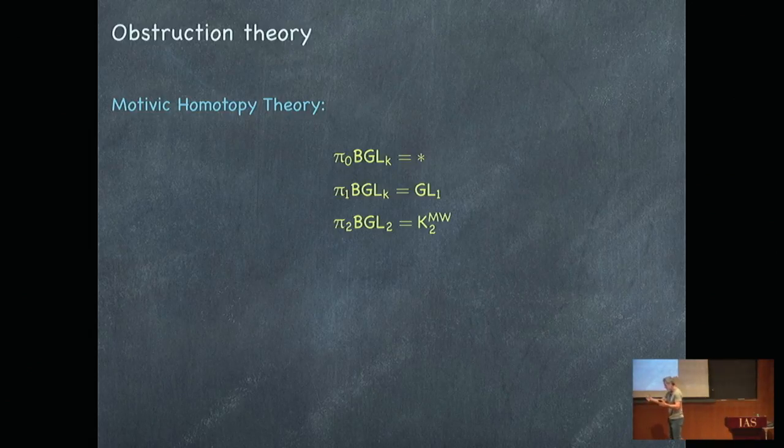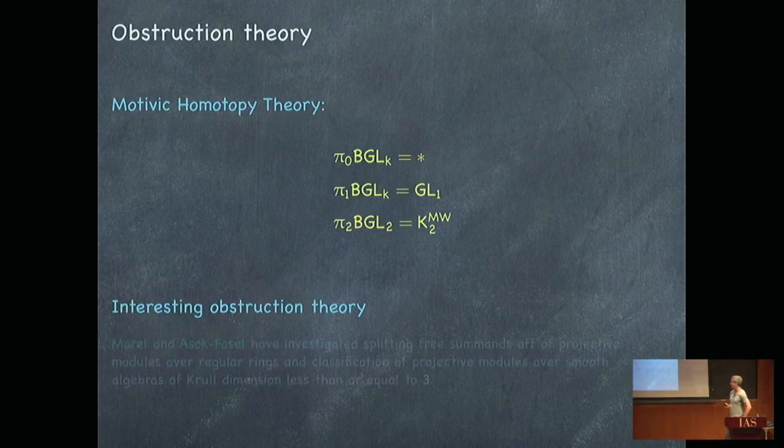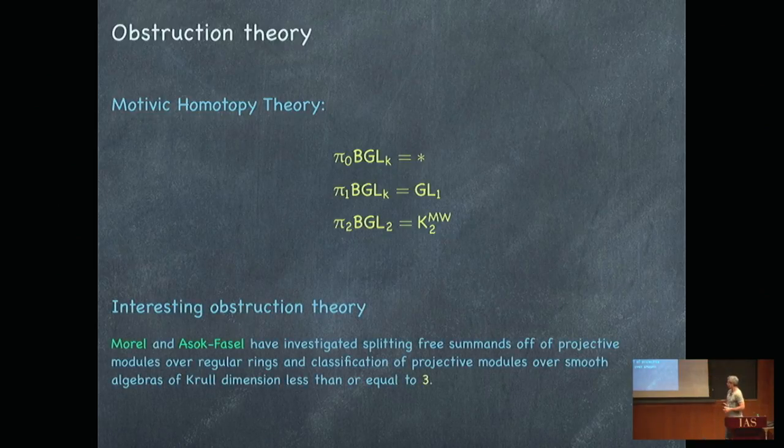It really does bring these radically different points of view together on the same problem. So this has been used a lot. Fabian Morel and Asok and Fasel have investigated splitting free summands off projective modules over regular rings and classifying projective modules over smooth algebras of Krull dimension less than or equal to 3.